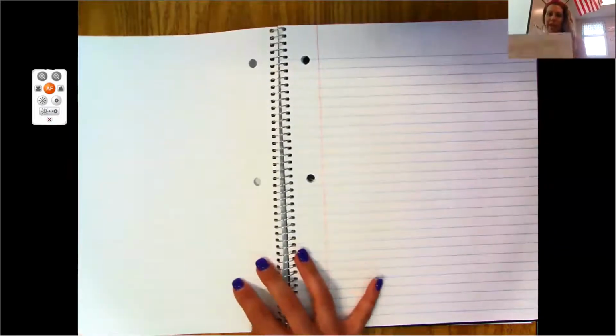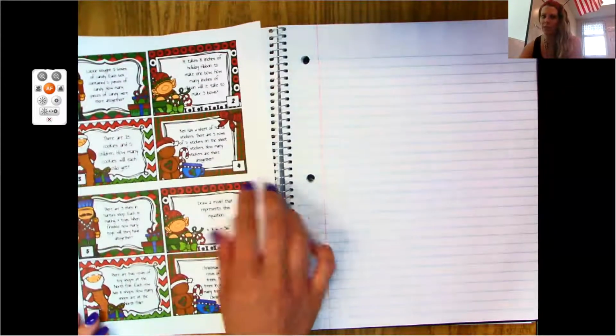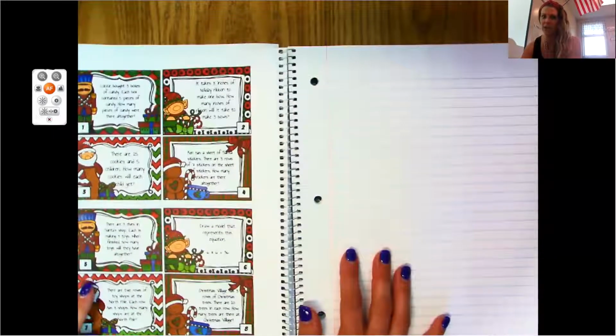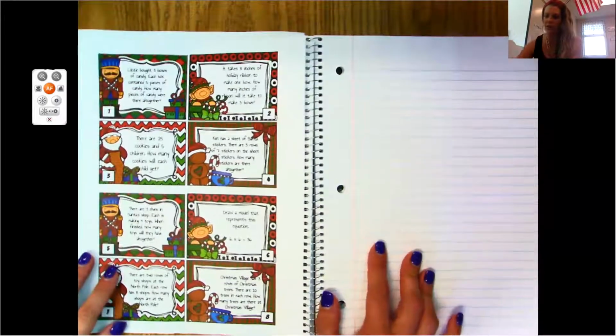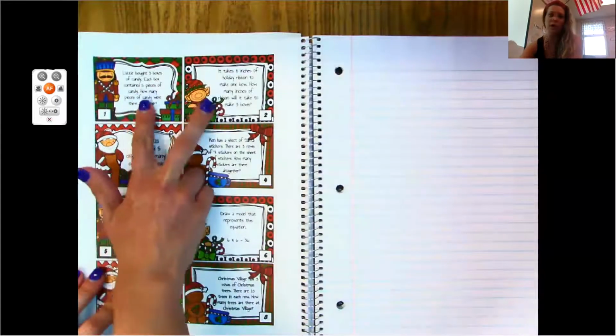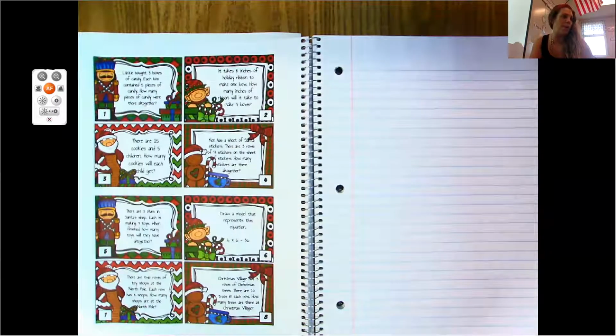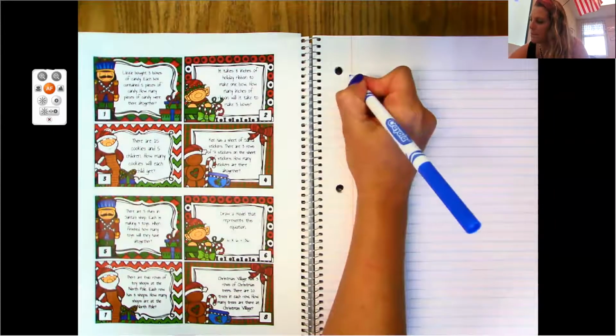So now I want you to be on your next two blank pages. And if you have it printed, you can glue it on one page and we'll answer on the other page. So we're going to do two together. We're going to use our clue words to help us. And let's do it. So we have number one.